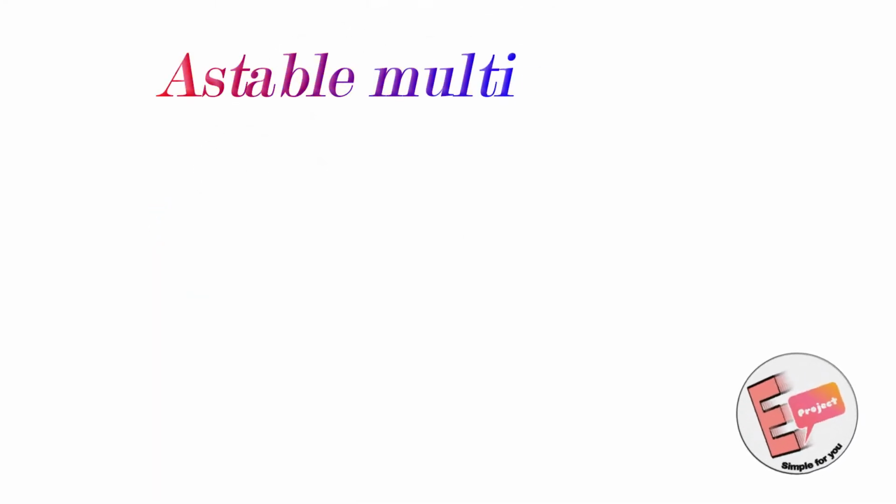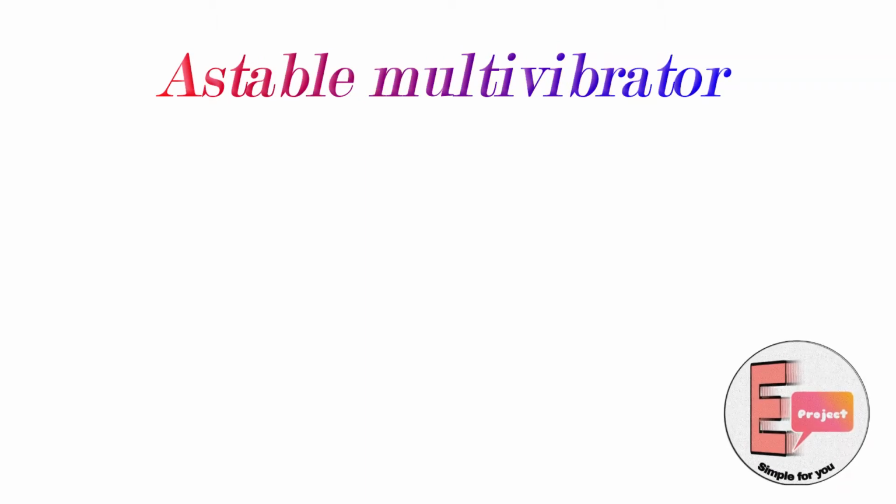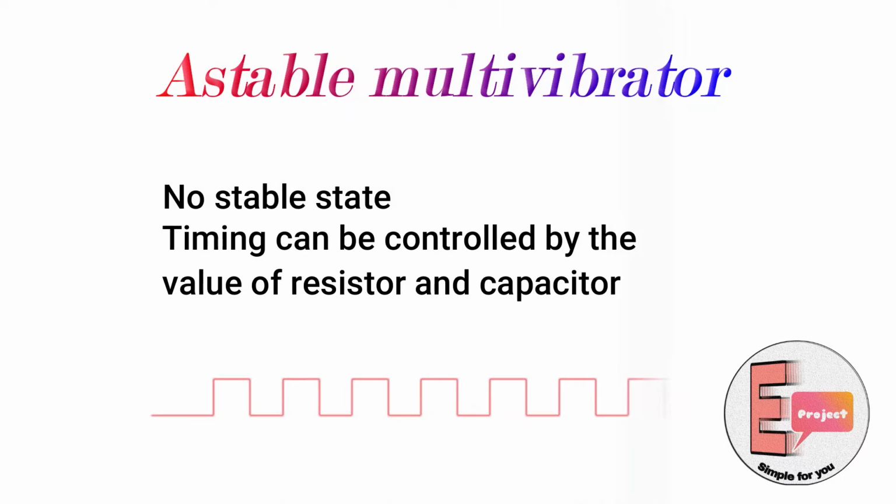Hello guys, in this video we will see an astable multivibrator, how to make a simple LED flashing circuit using transistors without the use of any IC. So what is an astable multivibrator? In an astable multivibrator, there is no stable state. The output of the circuit continuously changes from high to low, and the timing for which can be controlled by the value of resistor and capacitor.